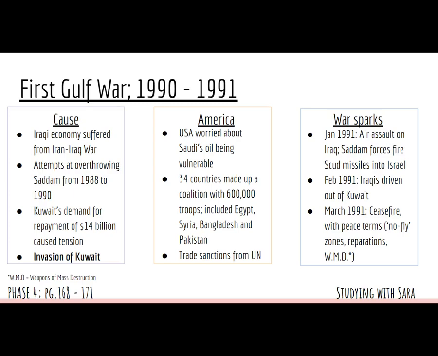And finally, in March 1991, there was a ceasefire based on peace terms, including no-fly zones to ensure the safety of the Kurds in the north, payment of reparations, and cooperation from Iraq to destroy all weapons of mass destruction.